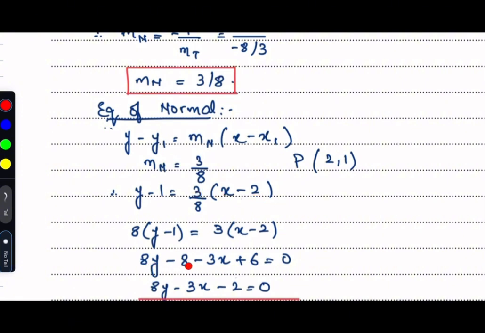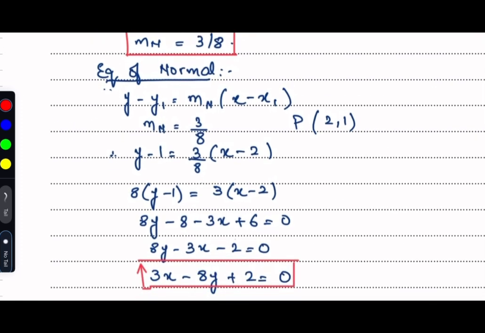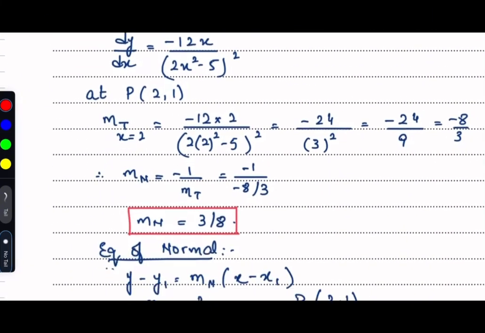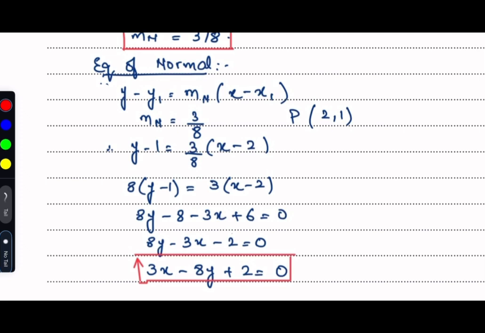So this is 8y minus 8, which equals, taking this whole function to the left side, minus 3x and a positive 6, which equals 0. Because the question has asked us to give the answer in the form ax plus by plus c equals 0, I will just adjust the signs as 3x minus 8y plus 2, which equals 0 here. So this is going to be the normal equation at the point (2, 1) on the curve.